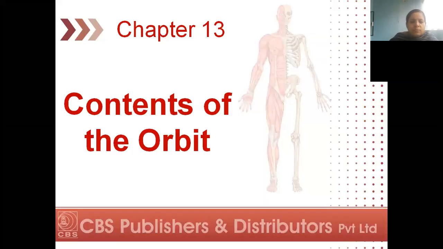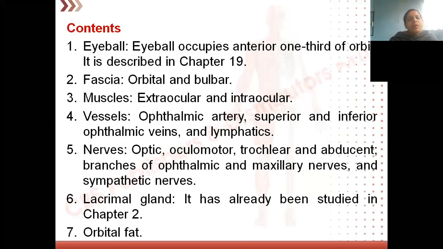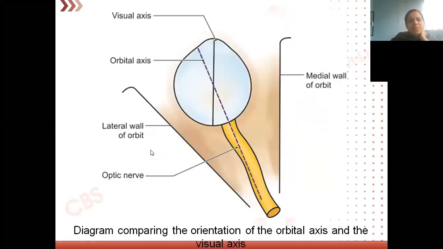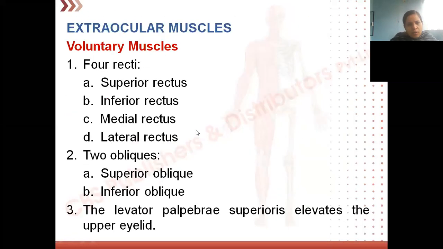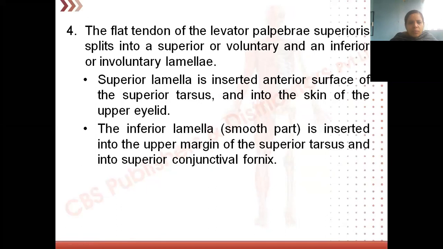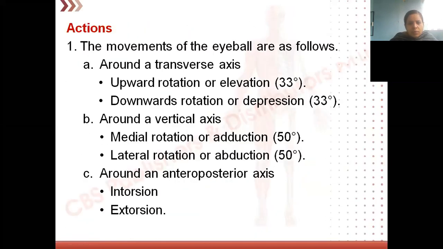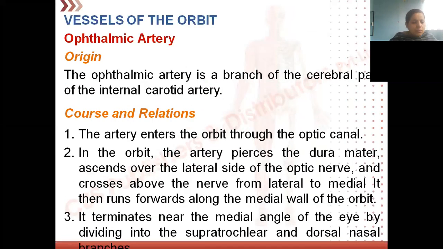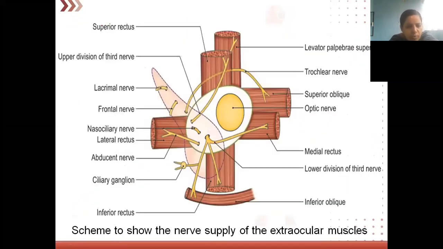See, where do you find the extraocular muscles? In the orbits, isn't it? So, first of all, you should know to take you to the skull bone.